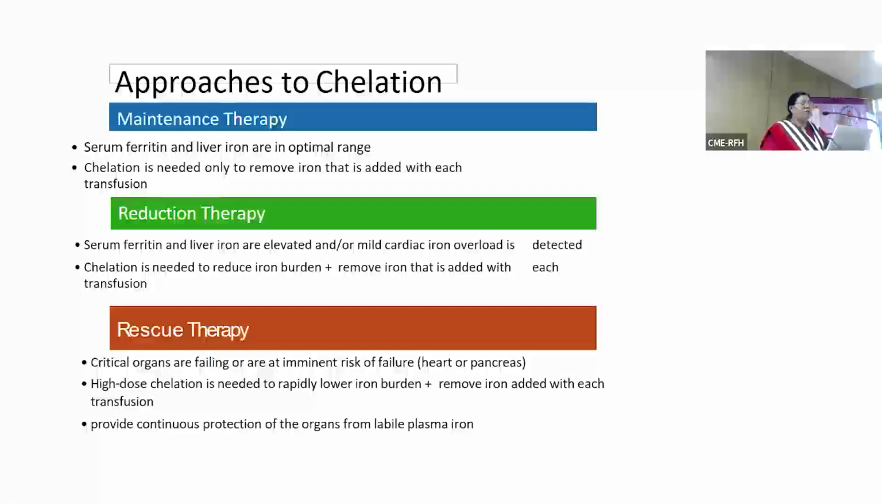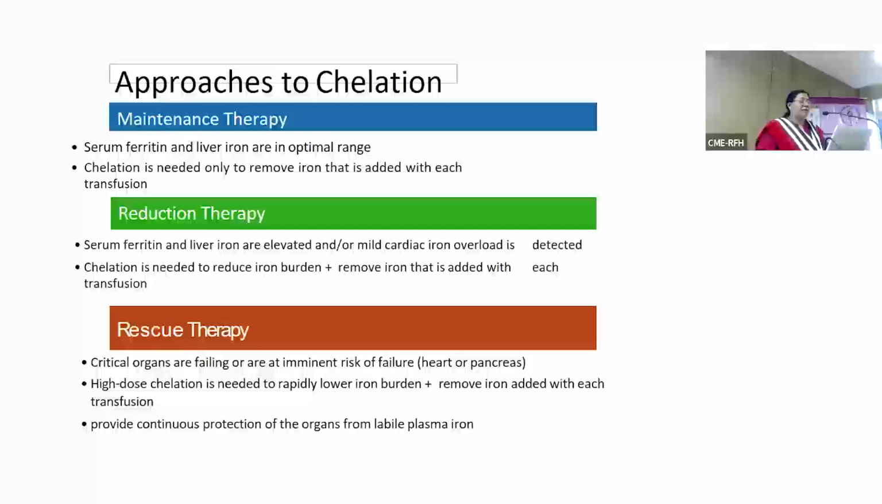Like you monitor the serum iron, and liver iron you need not monitor at a younger age. As just now discussed, it is to be done only after 6 years of age. So iron chelation at that stage is needed only to remove the excess amount of iron which is getting deposited with every transfusion. That is called maintenance therapy.